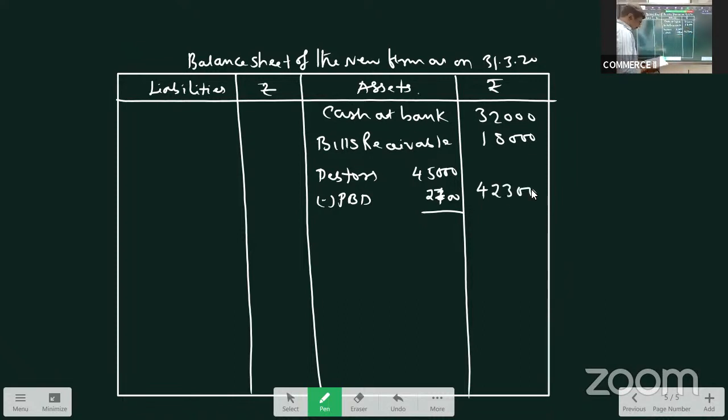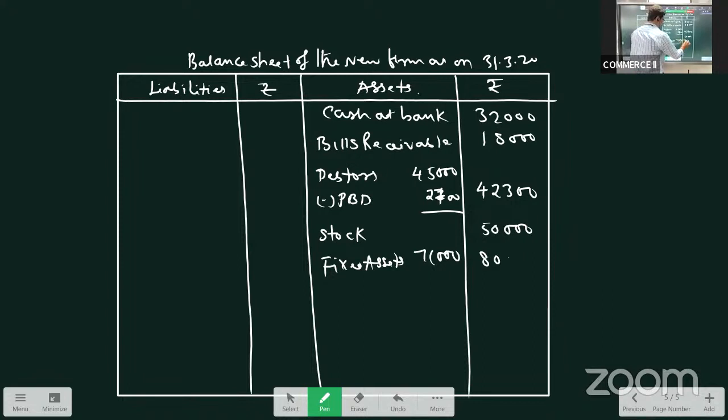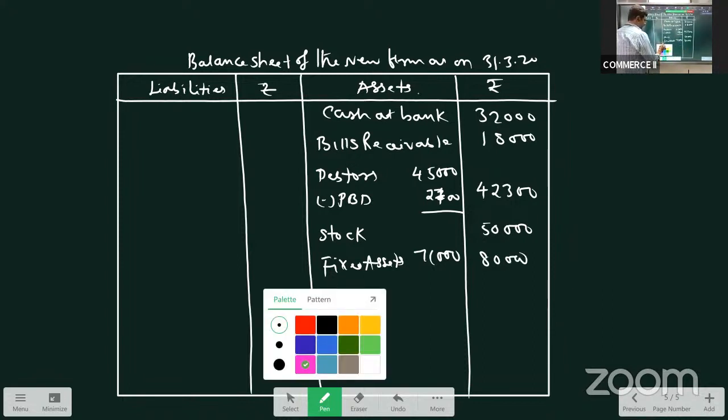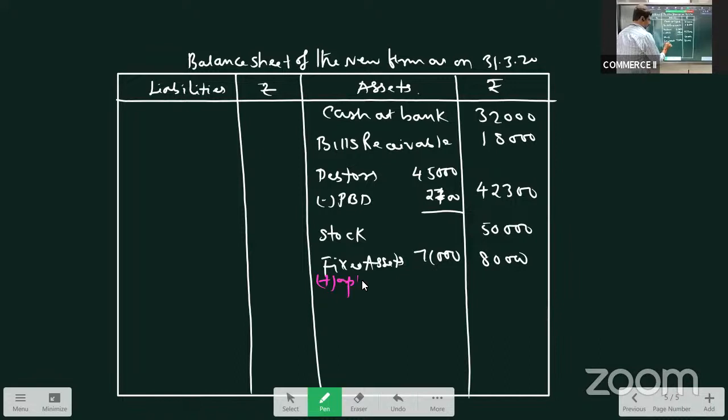Then we have stock. Stock at book value is 50,000 and there is no change, so let us take stock as it is, 50,000. And lastly, we have fixed assets appearing in the balance sheet as 71,000, but they were appreciated by 9,000. So 80,000 is the current value.